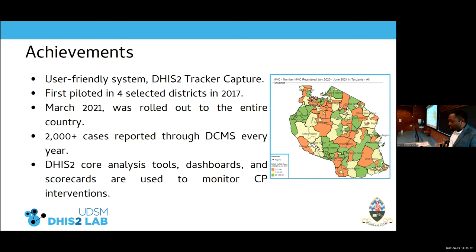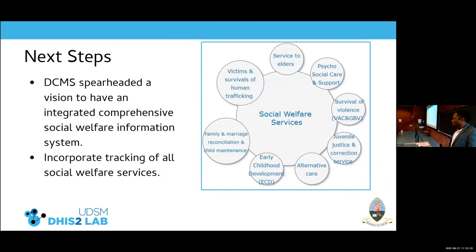So the rollout was done in phases and a bit delayed because of resources. But on average, I would say more than 2,000 cases are reported through DCMS every year. And the DHIS2 core analysis tools are widely used for data use purposes. So this map is actually showing the reality that all districts are now reporting child protection concerns through DHIS2.